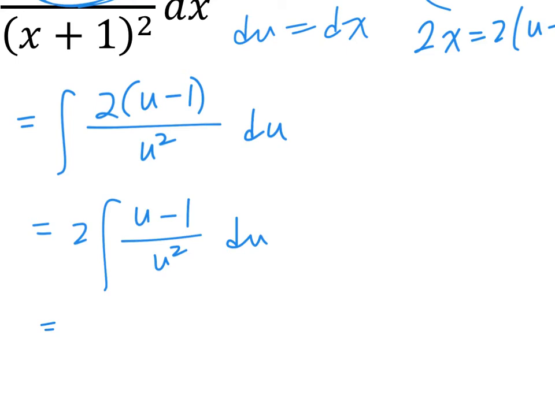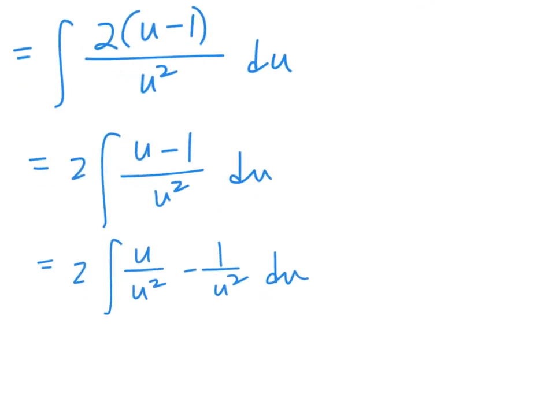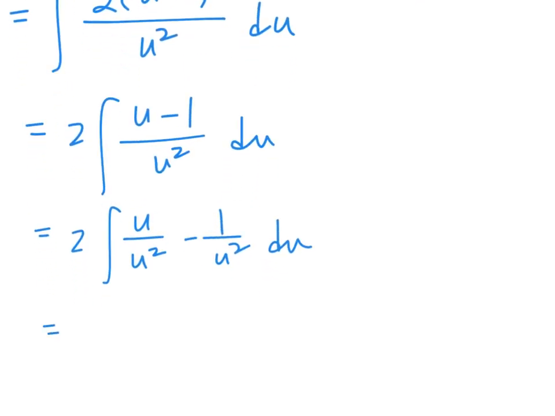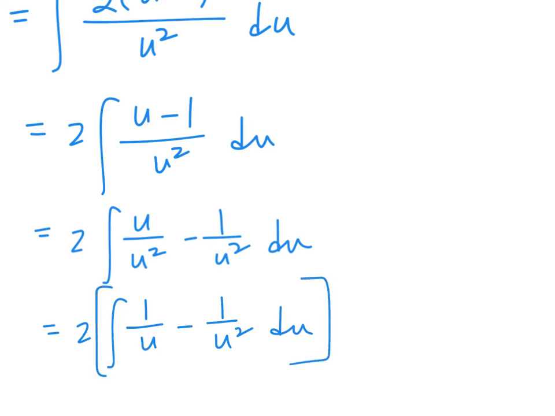Now we need to split them. Yes, we need to split them. u over u squared minus 1 over u squared du. Simplify. 1 over u minus 1 over u squared du. Yes, question. Just do minus integral of that. Because I put 1 du at the very end, that just means the whole thing is being integrated.